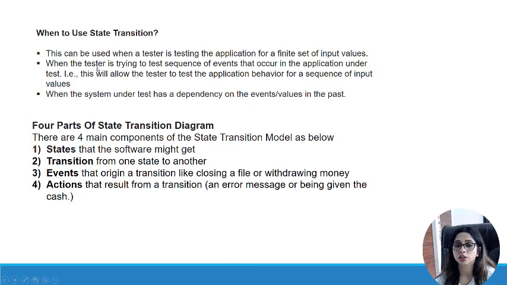So when to use state transition? This can be used when a tester is testing the application for a finite set of input values. We have to make sure that this is not going infinite, because in that case this whole diagram won't be helpful. So we should know that there is only a finite set of input values, and there is a sequence of events happening one after the other, where one event leads to another, linked to each other. In such cases you will be applying this technique.